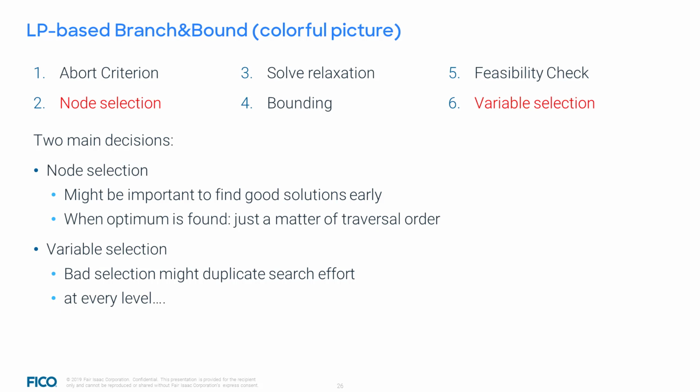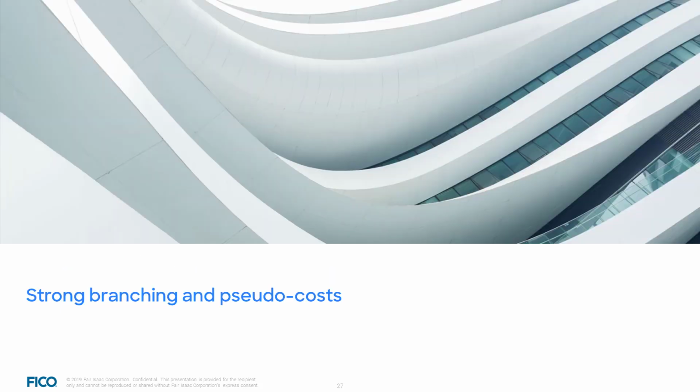The variable selection defines how the tree is built up, how it looks like. A bad selection, for example choosing a variable at the root node which doesn't have any impact on the remaining problems at all, might simply duplicate search effort. Bad variable selection really fires back quickly and should be avoided by all means. This has been known since the very beginning of computation of mixed integer programming. Many researchers have worked on efficient branching rules. Some publications that are still relevant today date back to the 70s, almost 50 years ago.